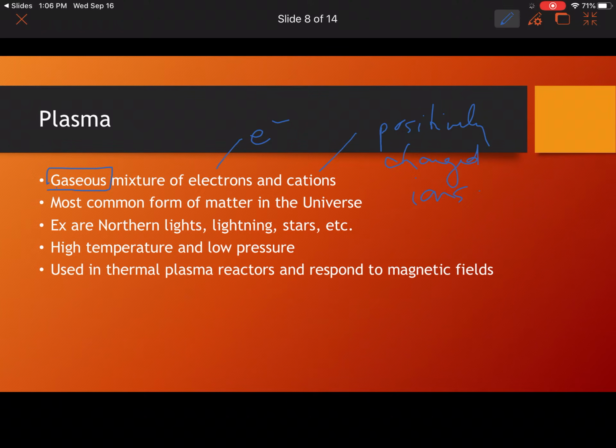So they're actually the most common form of matter in the universe. Examples: northern lights are made up of plasma. Tried to see some this summer, did not see any this summer. Hopefully you guys did. Lightning, stars, those are all made up of plasma. Plasma exists at high temperature and low pressure, and they are used in thermal plasma reactors, and they respond to magnetic fields. Now, the reason why they respond to magnetic fields, of course, is because they're charged particles. We've got the electrons and the positively charged ions being the cations.